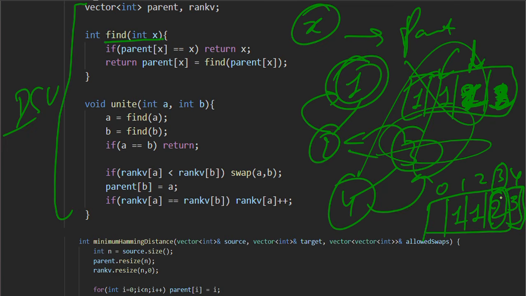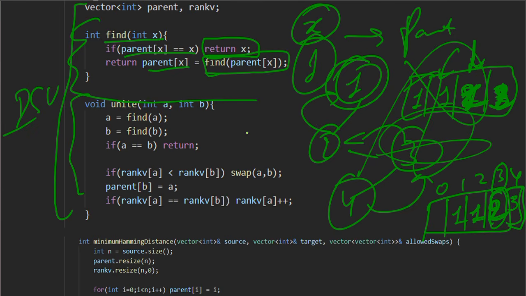So if we have to find the parent of node 3, we see what is the parent of 3. If parent of 3 is pointing to 2, then we go to 2. 2 is pointing to 1, then we go to 1, which is pointing to itself. That is, if parent of x is equal to x, then in that case we directly return the value. So 1 is pointing to 1, so parent of 3 will be 1. Else we store parent of x is equal to find parent of x. So this is the function to find the parent.